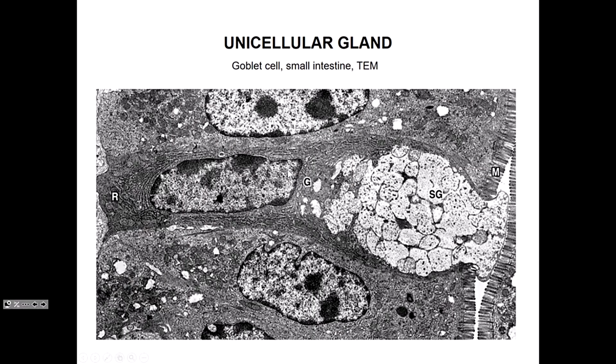Okay, here's the same goblet cell in an electron micrograph. So here's the basement membrane. You can see these microvilli here on the apical surface, and here are these secretory granules being secreted from the apical cytoplasm into the luminal space here. So this is a granule here, or a vesicle. Okay, questions?